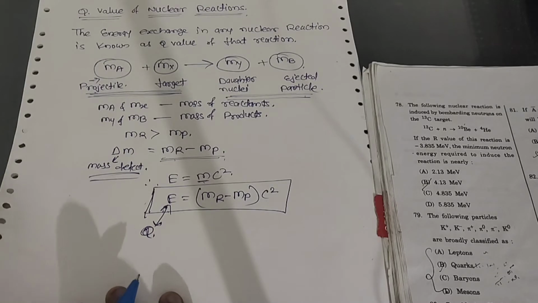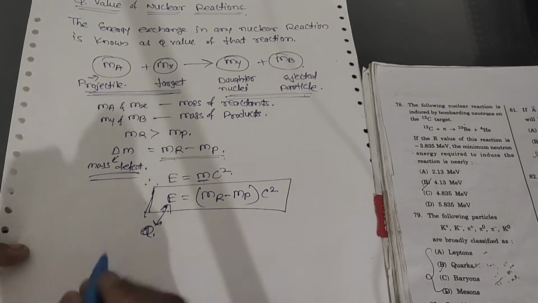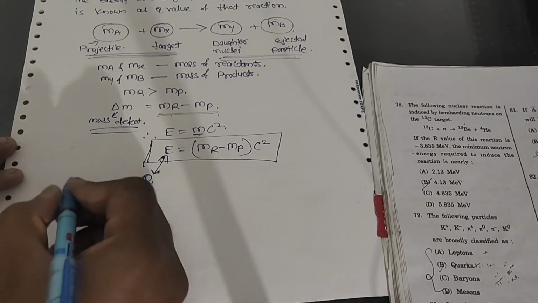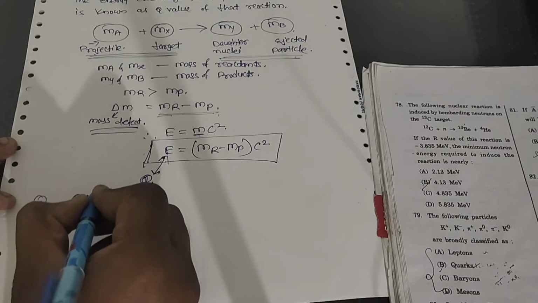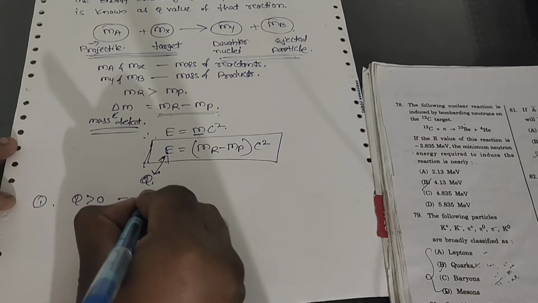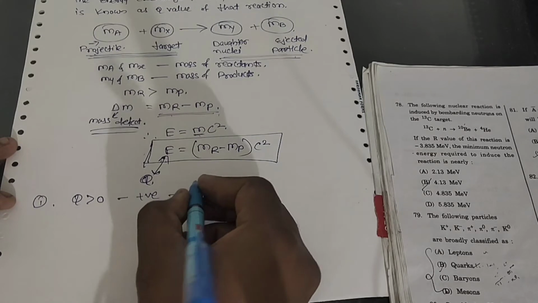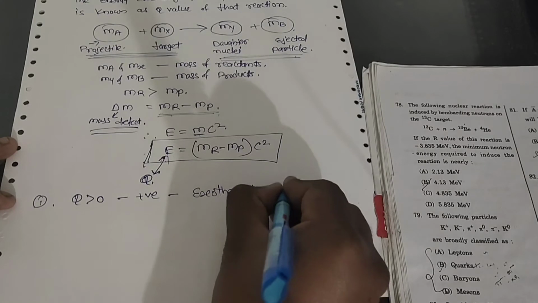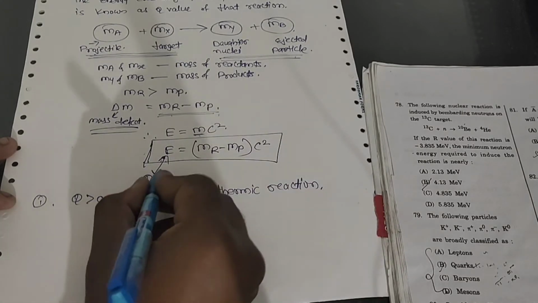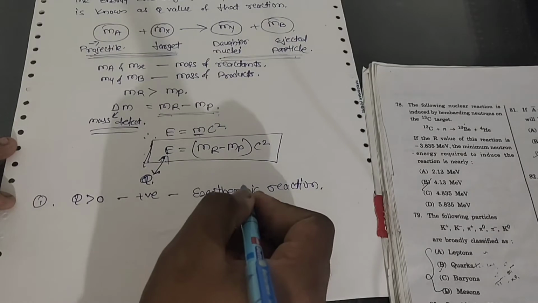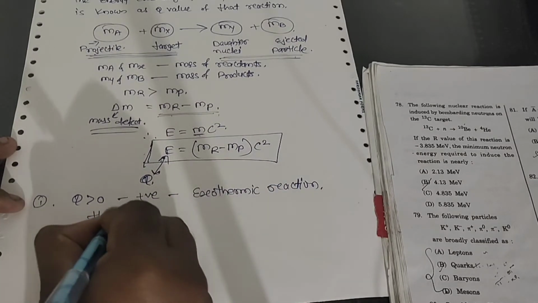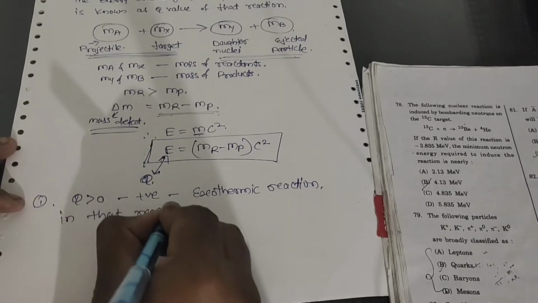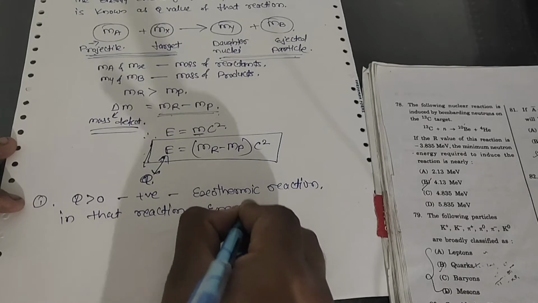Now there are two conditions for the Q factor. When Q is greater than 0, that is, Q is positive, the reaction is called an exothermic reaction. When the value of Q is positive, we call it an exothermic reaction, and in that reaction energy is released.